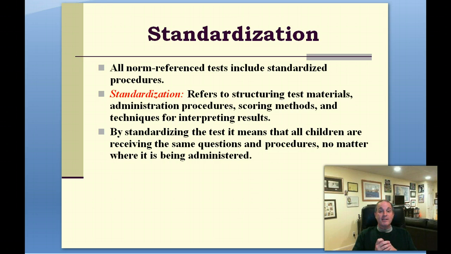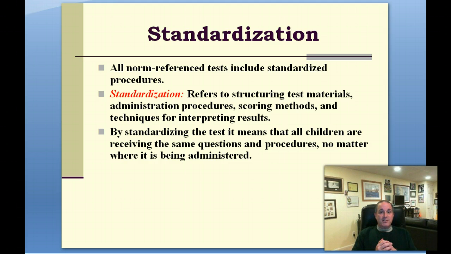Because by standardizing the test, it means that all children are receiving the same questions and procedures, no matter where it is being administered. So when a student takes a norm reference test, you know that if that student takes it in New York, and another student takes that same test in Wisconsin, and another student takes the test in Iowa, everyone's getting the same test administered the same way. Think about when you took the SAT. Everybody got that test in the same amount of time, given the same way, same number of questions, etc.